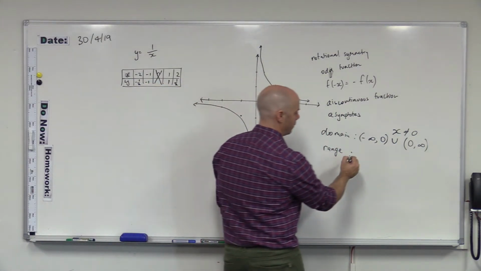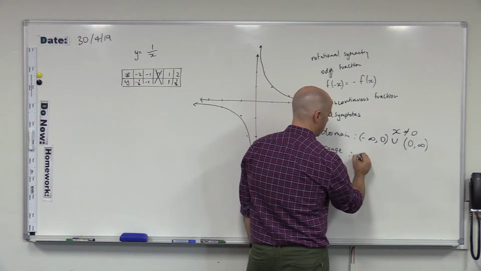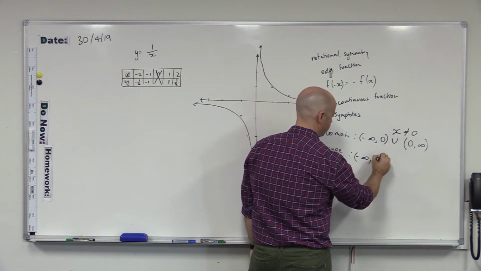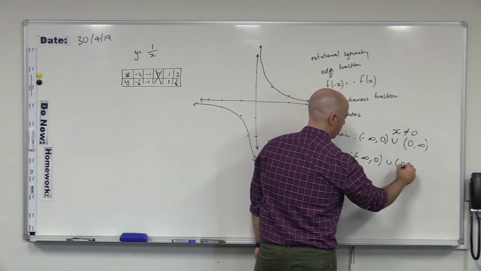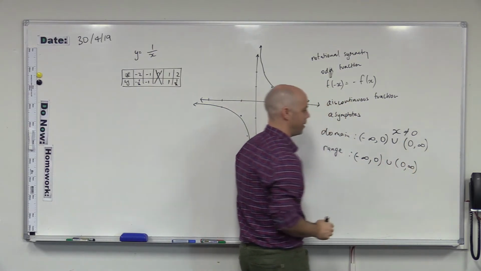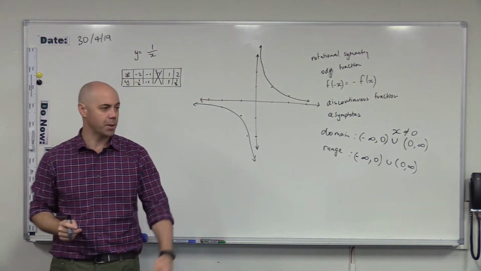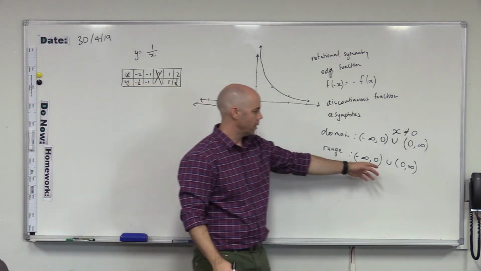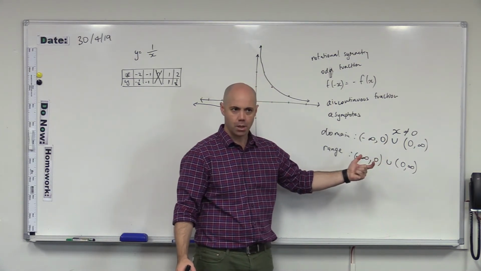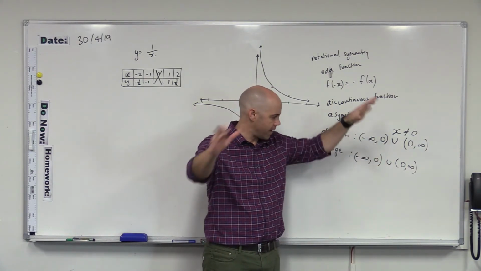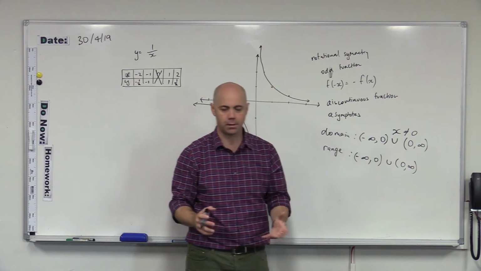And we actually have the same thing for the range in this case. Remember the U means that both of these parts exist. You add them all together to make the domain and to make the range.